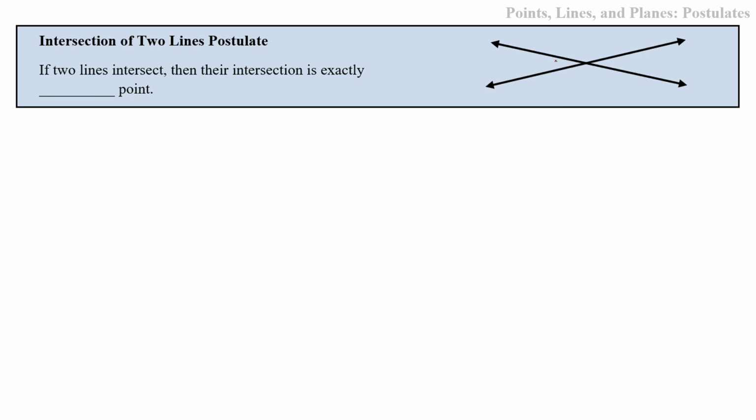What are all the points that this line here and this line have in common? Well, if you look at this point, it's only in the top line, but not this bottom line. But which ones do they have in common? Well, it's kind of common sense. It's obvious that the point is going to be right there in the middle. That is the point where they intersect. So two lines, if they intersect, then their intersection is exactly one point.